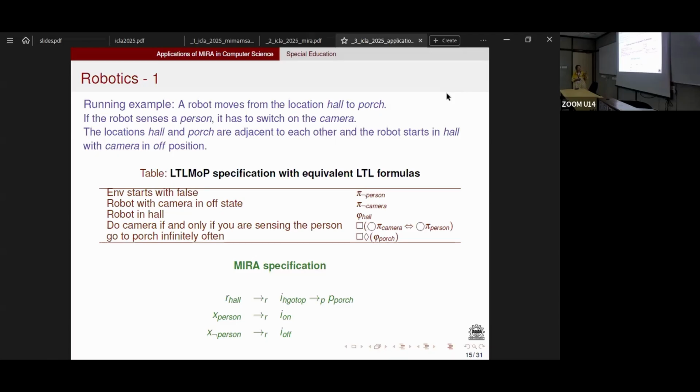Then the second one, if you see a person, then switch on the camera, is the second equation here, where X person implied by R on. And if you do not see the person, switch it off.